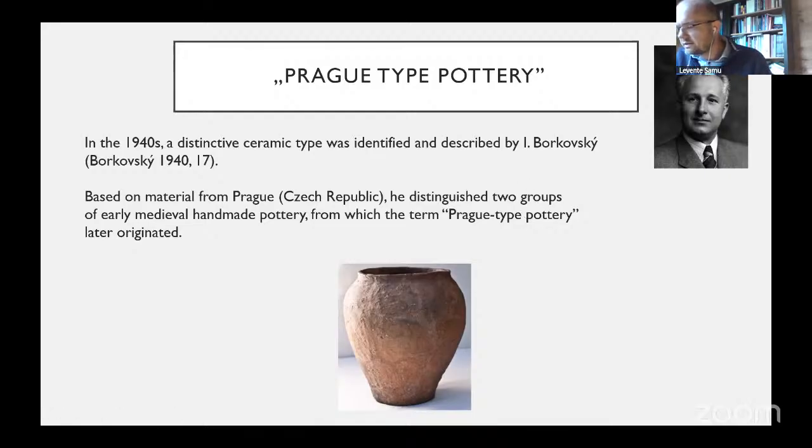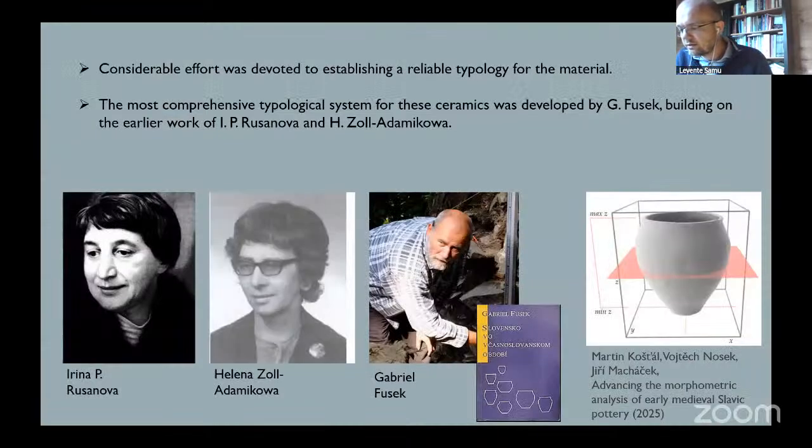Today, however, it is clear that the ceramics of the 6th-7th centuries were far more diverse, displaying a wide range of morphological variations. In recent decades, considerable effort has been devoted to establishing a reliable typology for hand-formed pottery assemblages. The most comprehensive system was developed by Gabriel Fusek, building on the earlier work of Irina Rusanova and Helena Zoll-Adamikova.